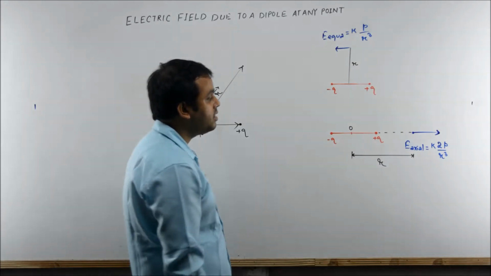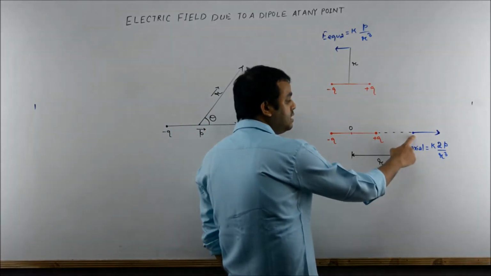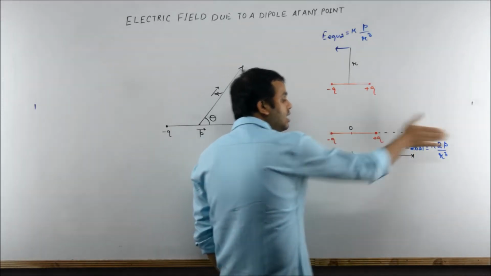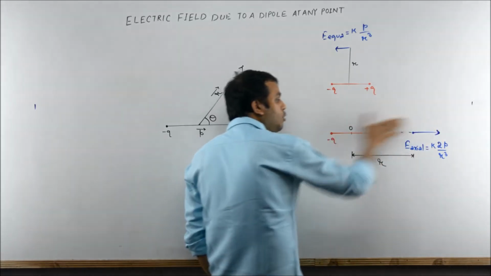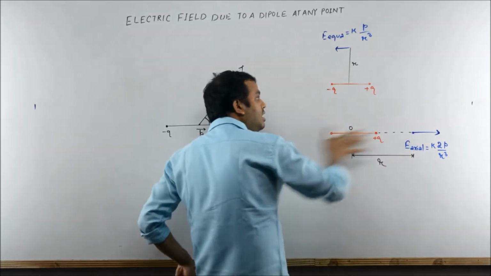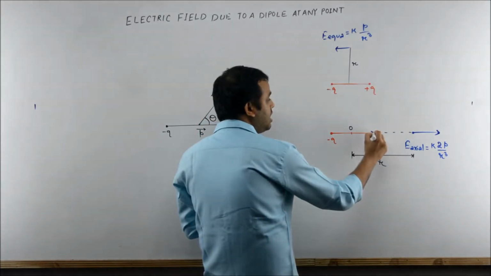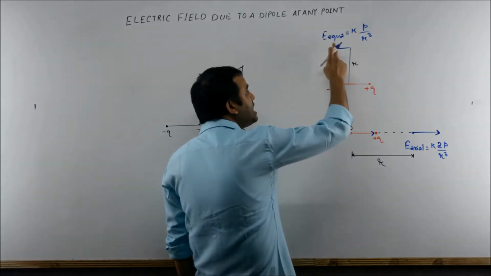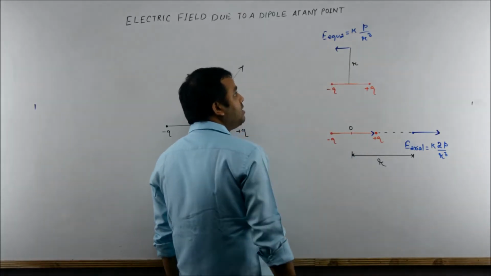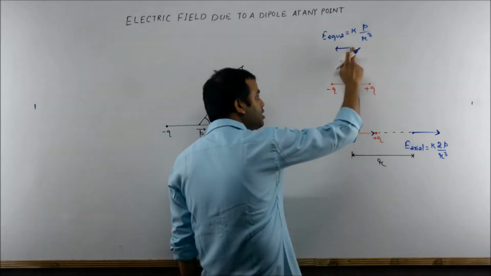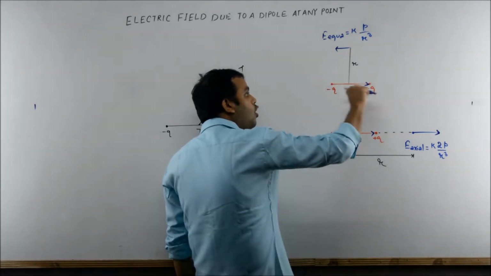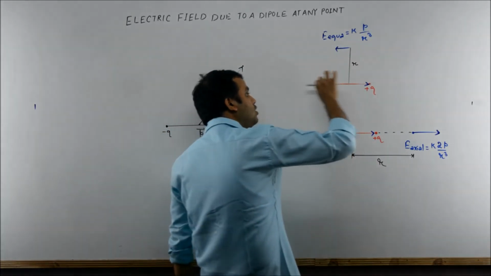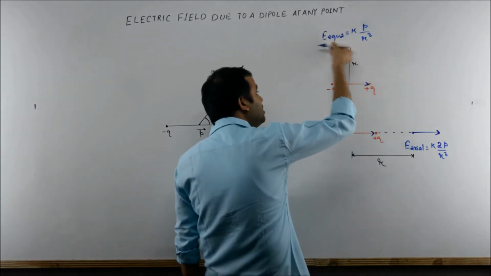One more important thing: electric field at axial point is along the direction of the dipole moment. This is the direction of the dipole moment, that is from negative to positive. And the direction of electric field at an equatorial point is opposite to the direction of the dipole moment. Dipole moment is along this direction and the electric field is along this direction.